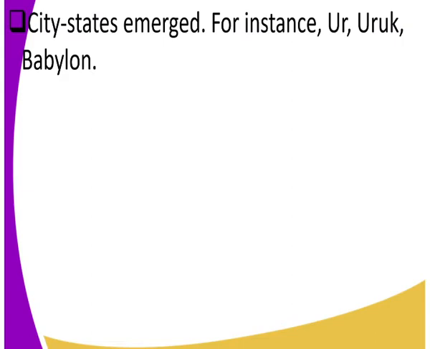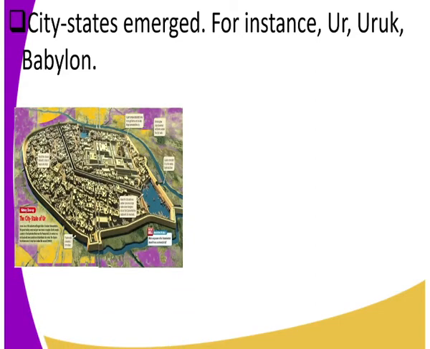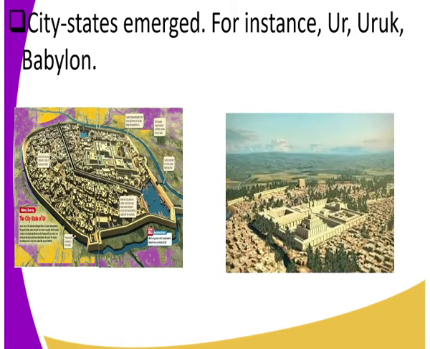City-states emerged. For example, we get Ur, Uruk, and Babylon. Yes, Babylon is another city that is well known. Look at that. That is Babylon City, a very well-known city. Then you also had Ur. For those people who understand the Bible, they know what Ur was. They know Ur was a city.